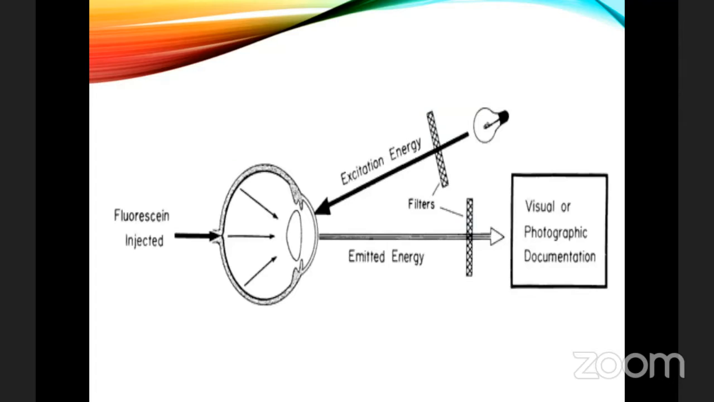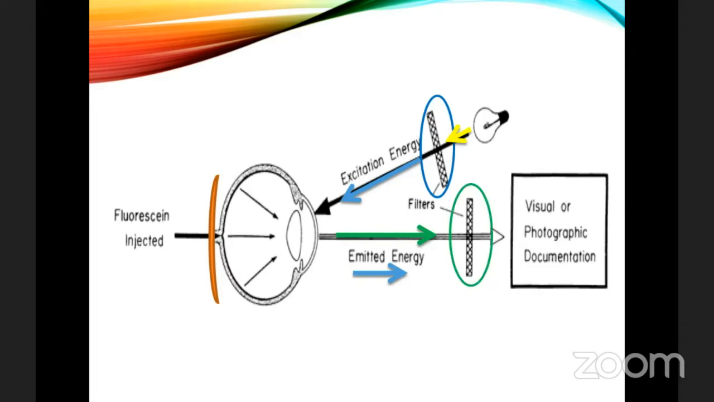So basically, this is the outline. We use the excitation energy, and the fluorescein is excited and emits energy in the yellow-green wavelength, which is photographically documented and which we see as an FFA photo.